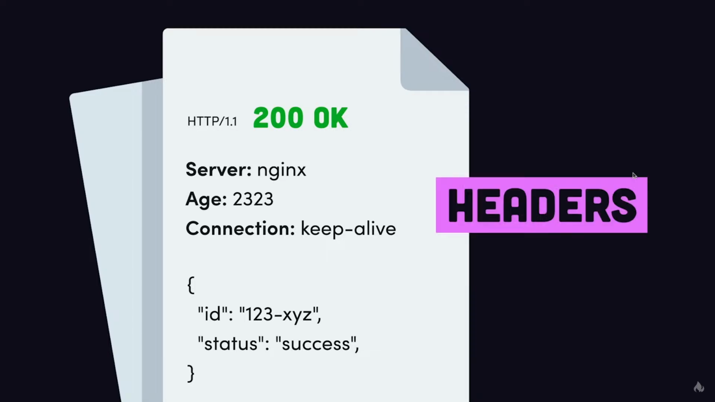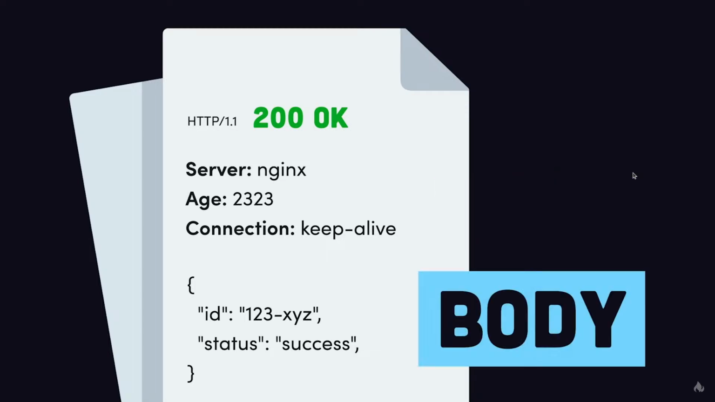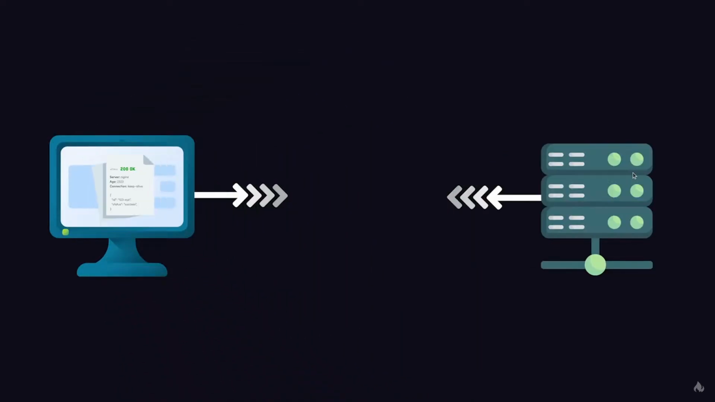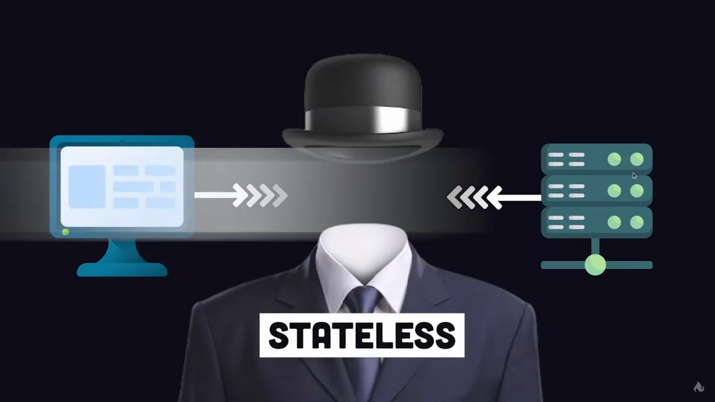After the status code, we then have the response headers, which contain information about the server. That's followed by the response body, which contains the data payload and is usually formatted in JSON when talking about APIs.